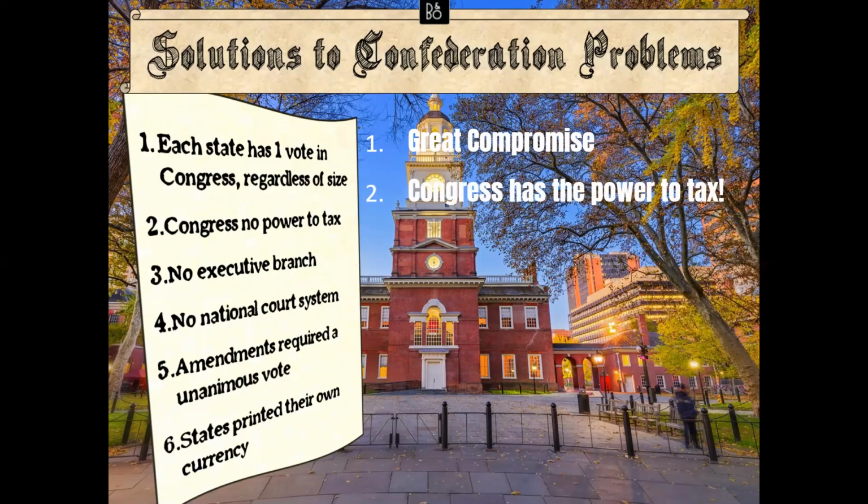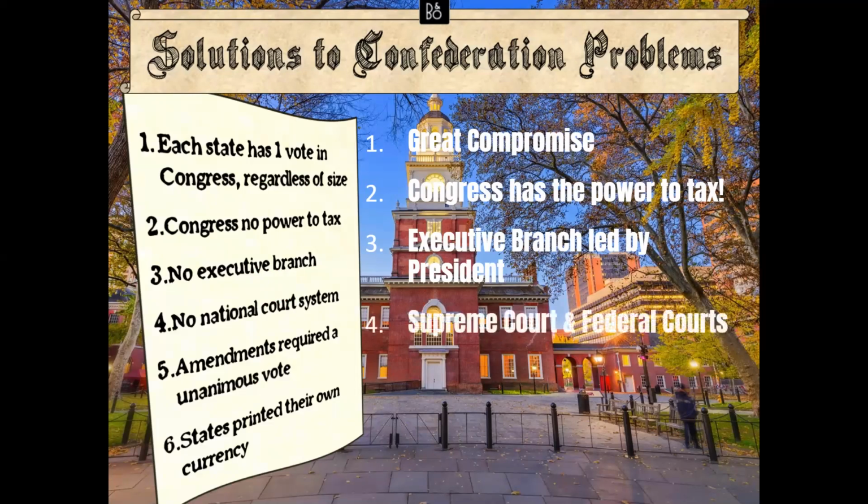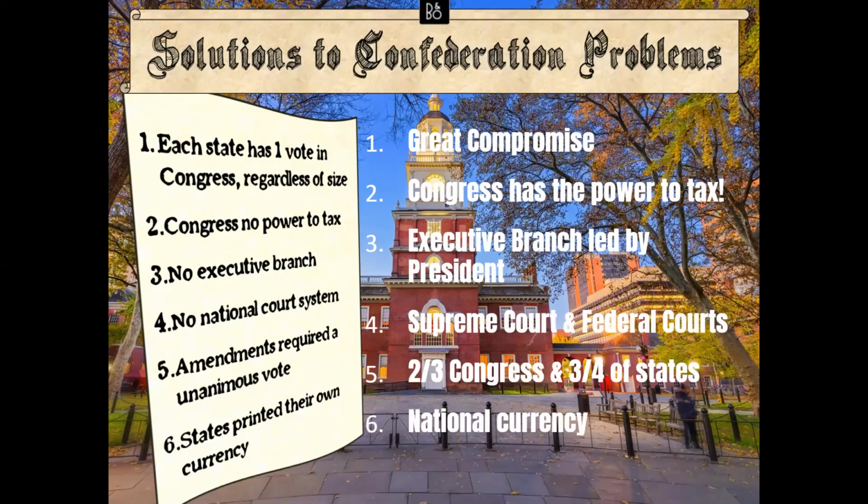Congress had no power to tax under the Articles of Confederation. Under the Constitution, Congress now has the power to tax. No executive branch was a weakness, and of course, we do have a president now, so an executive branch led by the president. No national court system has changed, and now we have a federal court and Supreme Court. Amendments required a unanimous vote. We have changed that to 2/3 of Congress and 3/4 of states to get an amendment put into the Constitution. And then lastly, states printed their own currency. So now we do have a national currency that goes across the nation, so no more hardships when it comes to trading and traveling.